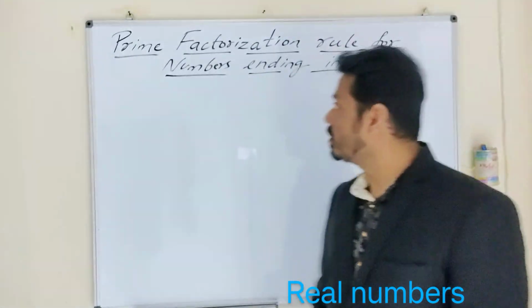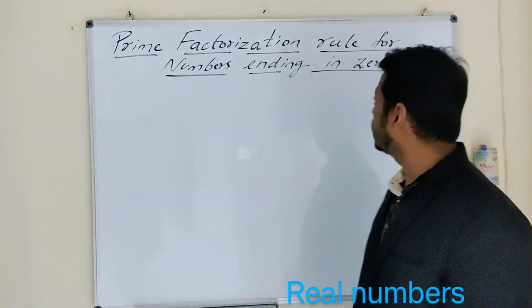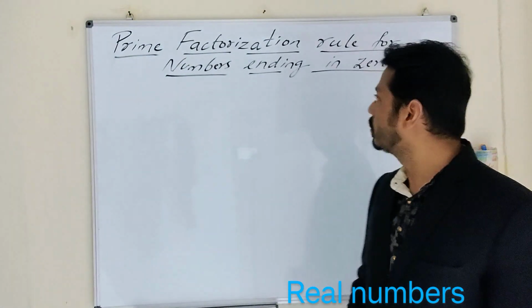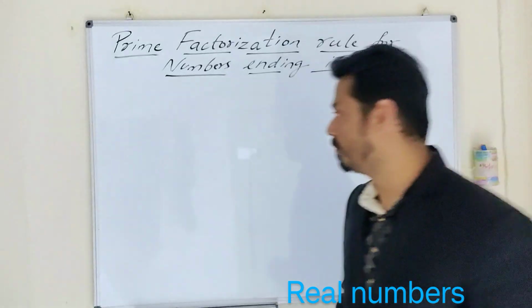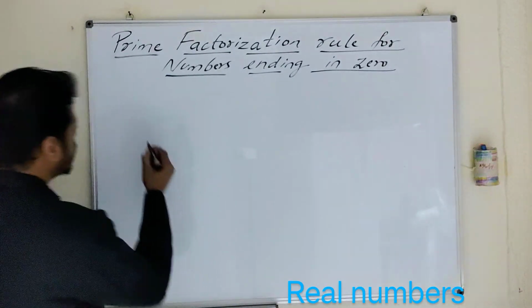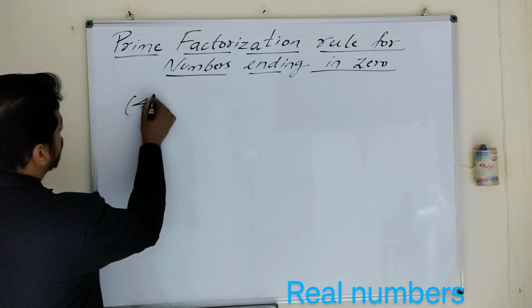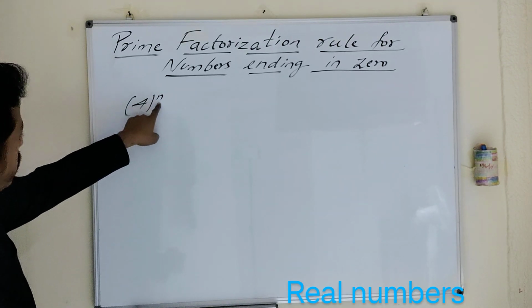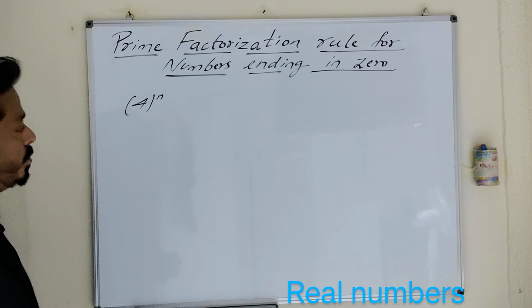Dear students, in this class, we are going to learn about the prime factorization rule for numbers ending in zeros. Let us do this with the help of an example. Let us take a number 4 to the power n. Now, let us check for any value of n whether the number 4 to the power n ends with 0.